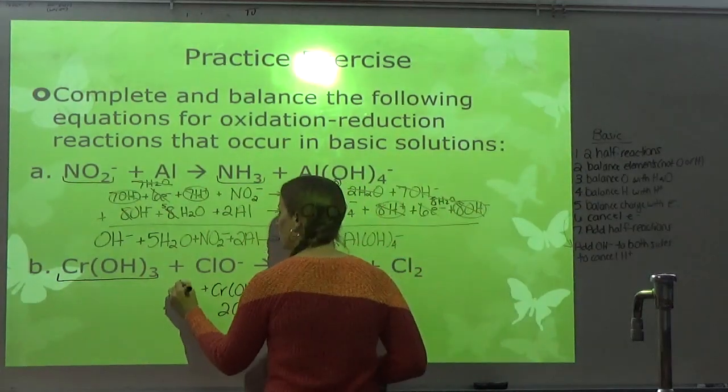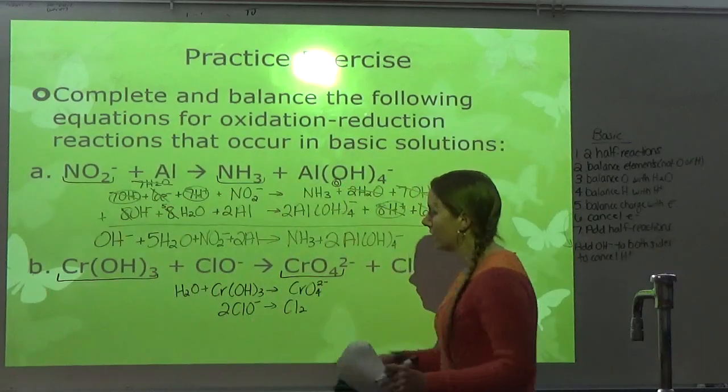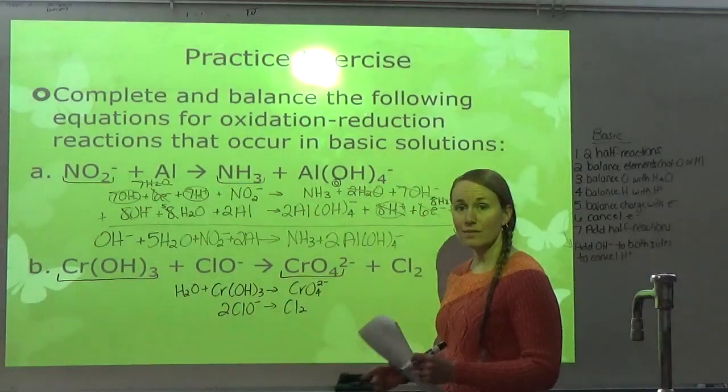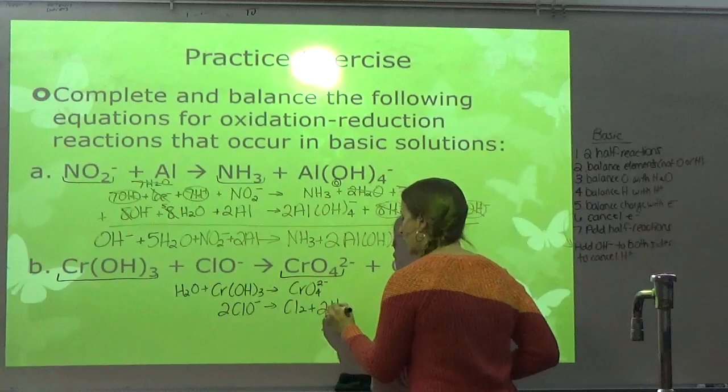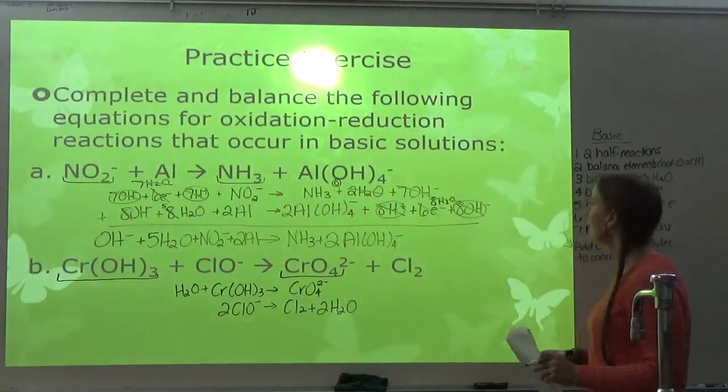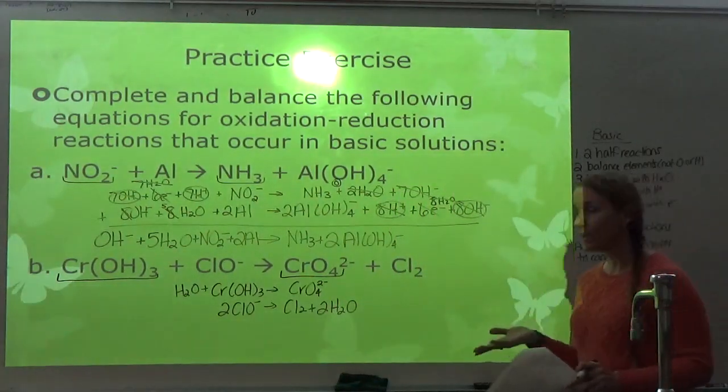So I just need 1 water on this side. Alright, here I have 2 O's, here I have 0. So I'm going to need 2 waters on this side. Okay, next we balance H with H plus.